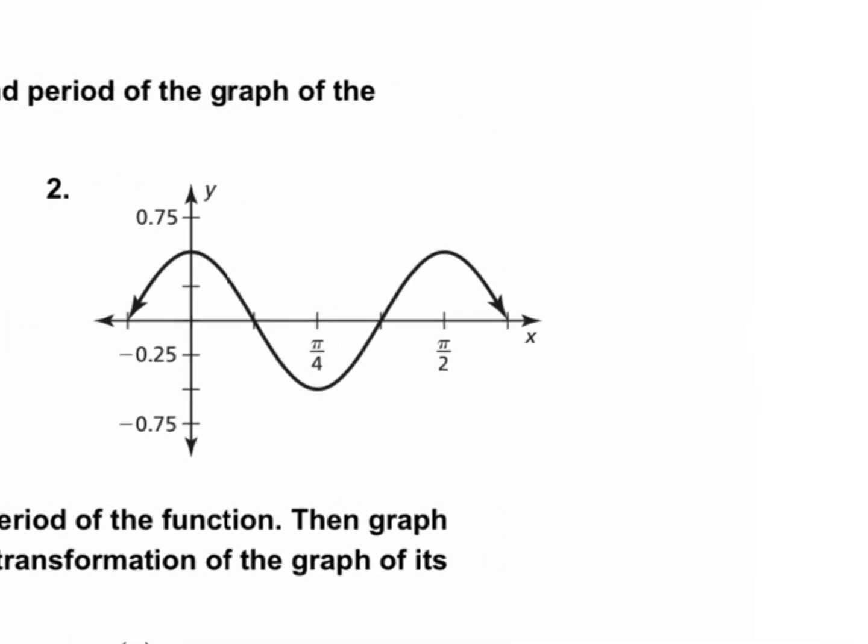Number 2. What's our amplitude? 0.5. And what's our period? Pi over 2. So we start here and we complete one full cycle until we get back to the top here. This one's a little bit deceiving because it keeps going, but our period is pi over 2 because that's where one full cycle is.